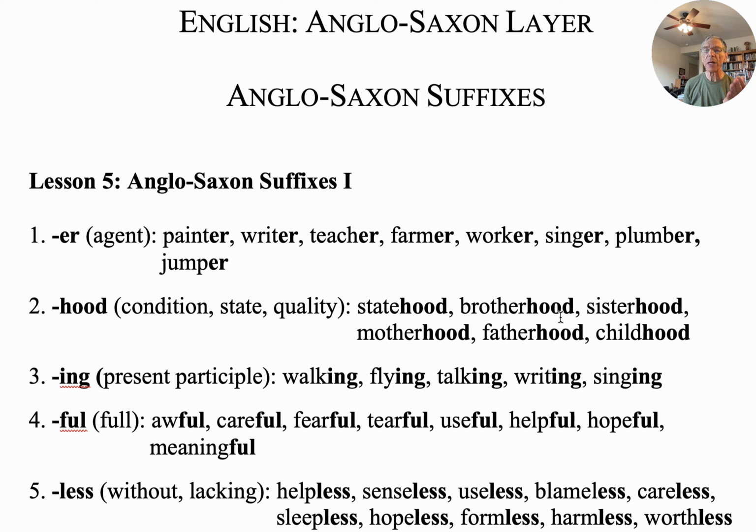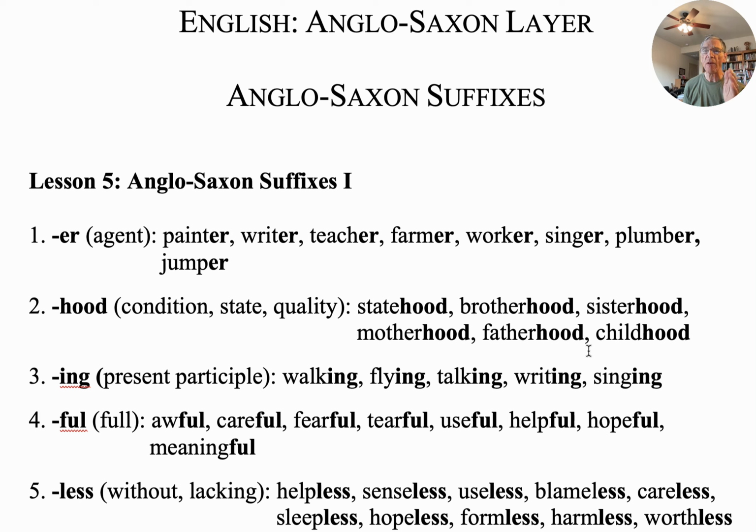Brotherhood, people who are brothers together consider themselves brothers. Sisterhood, you can have a group of sisters. Motherhood, again, that is a condition, motherhood, or a quality, a state. Fatherhood, and childhood.